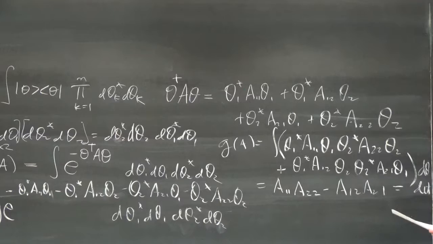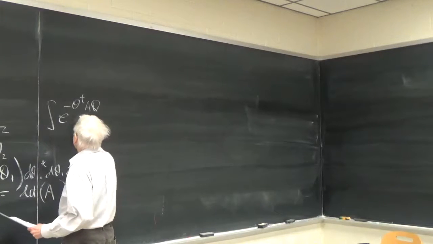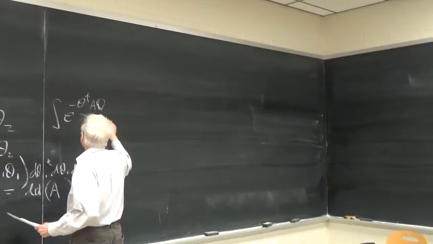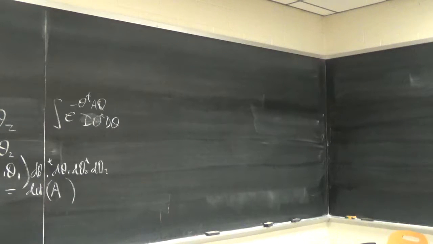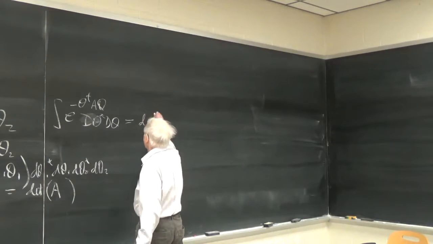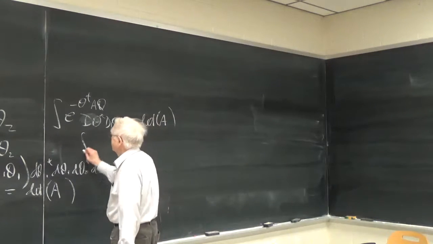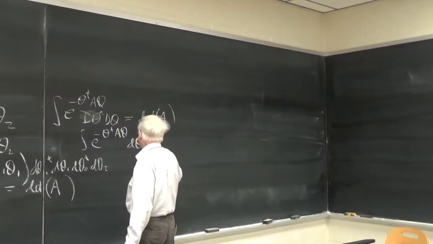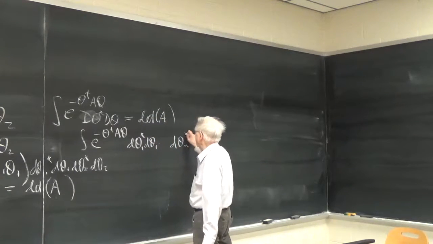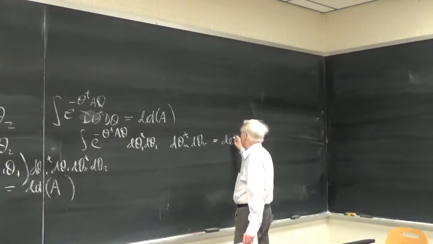So basically what we have is the integral of e to the minus theta dagger A theta, let me just write this as d theta star d theta, where what I mean by that is that you multiply these out and you've got 2 of them. This is then equal to simply the determinant of A. And in fact, that's the general result. For an arbitrary number of variables, the integral of e to the minus theta dagger A theta, d theta 1 star d theta 1 ... d theta n star d theta n, is equal to the determinant of A.